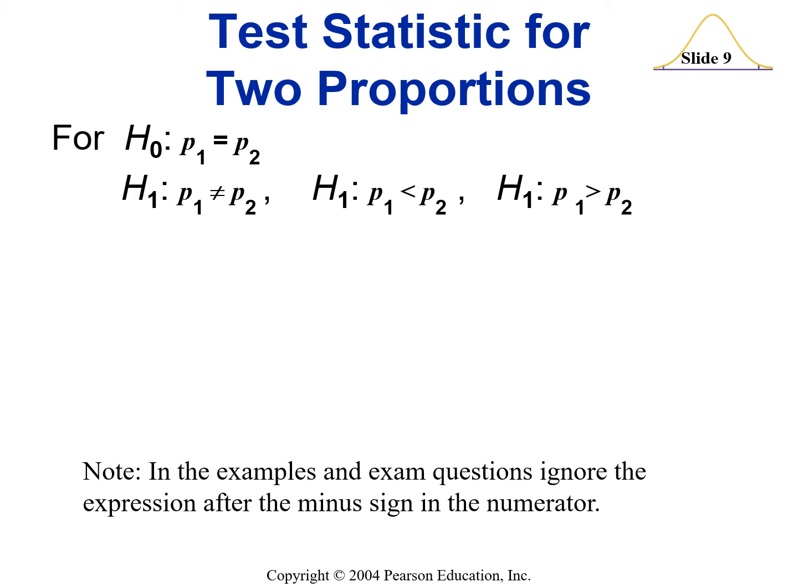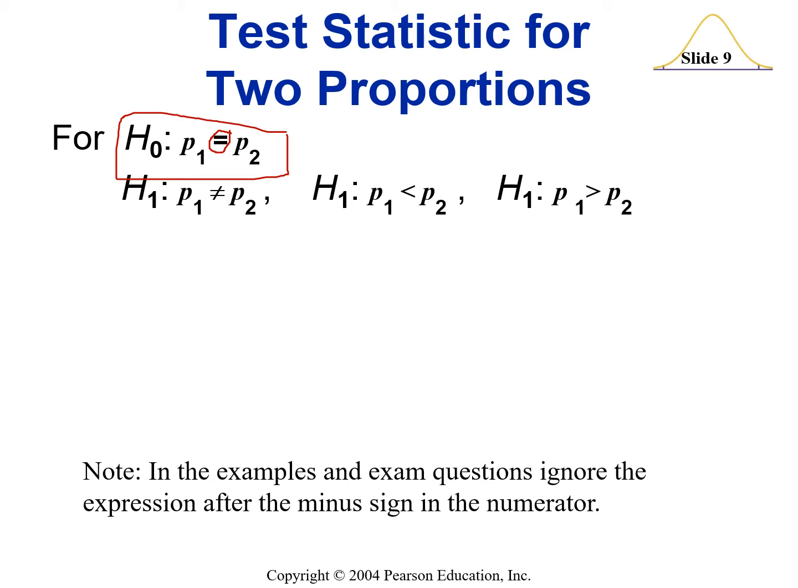From the previous lecture, in the null hypothesis we have the equality sign only. So the null hypothesis in inferences of two population proportions is stated as H naught: P1 equals P2. This is the null hypothesis. P1 equals P2 means there is no significant difference between the first and the second population proportions.